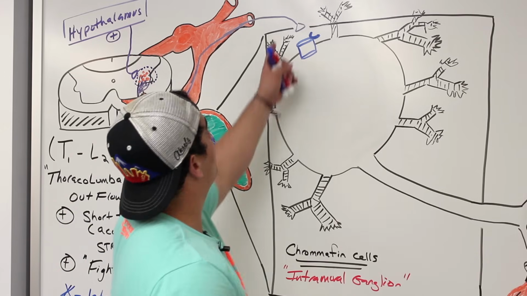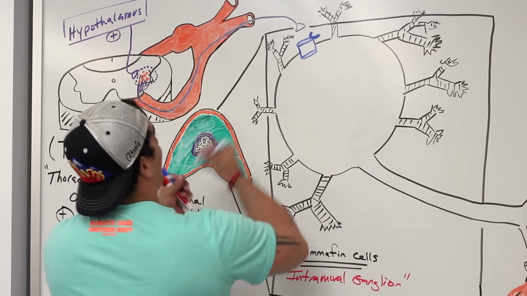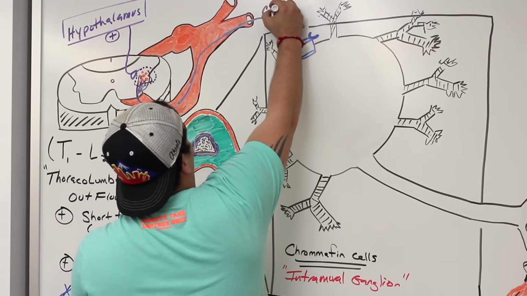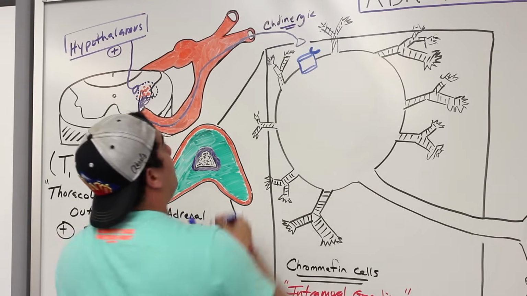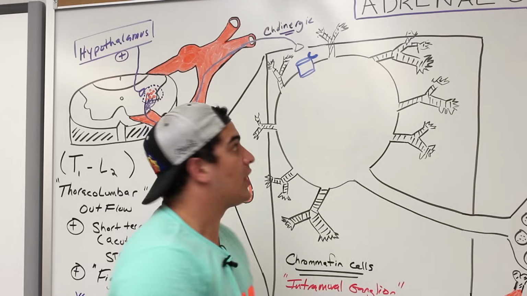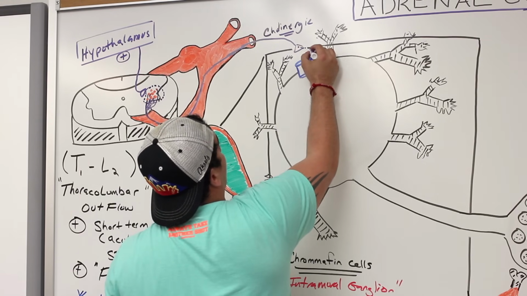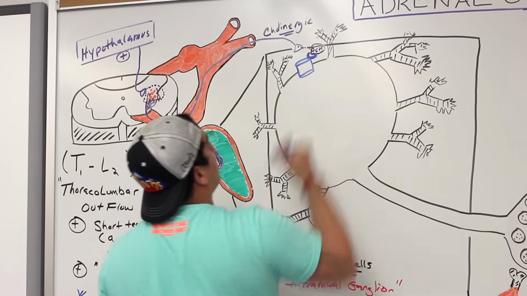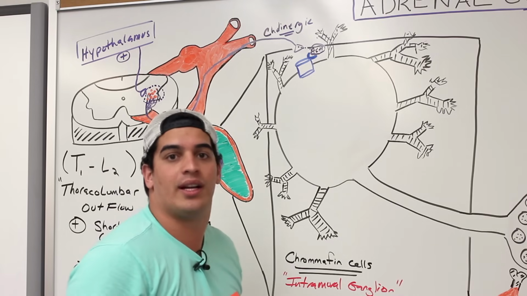So, what's going to happen? What kind of fibers are these purple fibers? These purple fibers are actually called cholinergic, meaning that they release acetylcholine. So they're going to start releasing acetylcholine, and acetylcholine is going to start binding onto this receptor here in this chromaffin cell, which could be on the cell body or it could be on the dendrites.